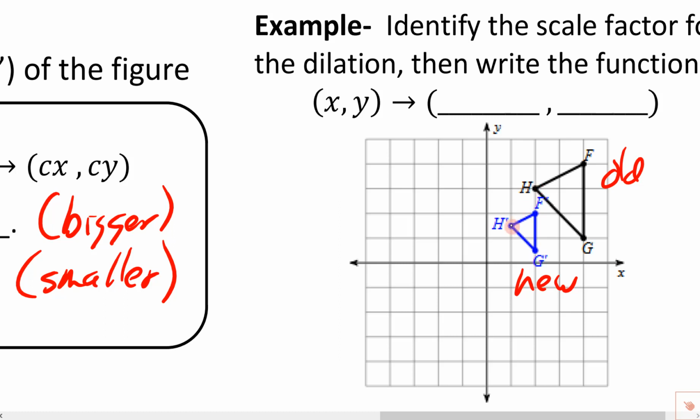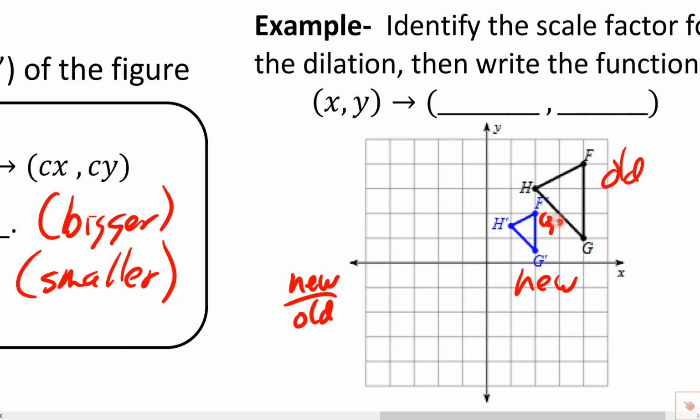This is a nice point, but this is not as nice because it's in between these two values right here. This is not a nice point, so we probably don't want to use g and g prime. Let's use f and f prime because those match up with each other. So remember, it's going to be the new over the old. So we're going to take the new coordinate right here.